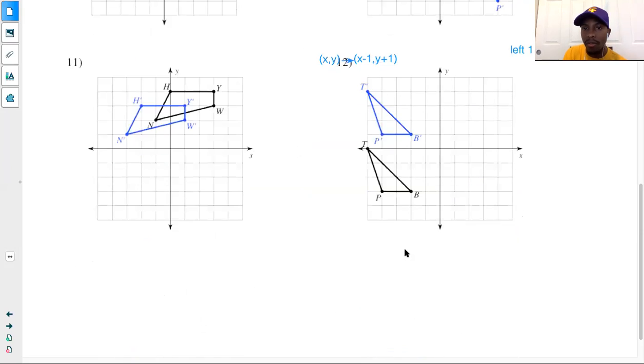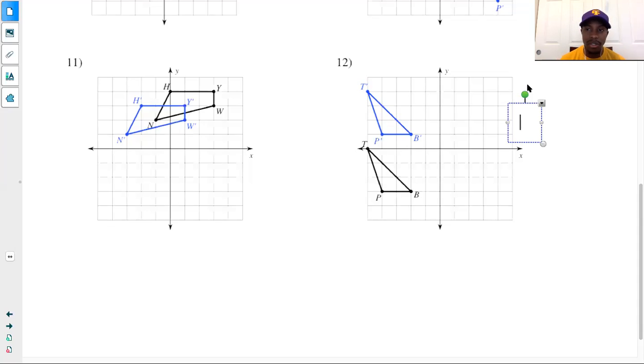Let's go on to number 12. Number 12, I see here, I want to make sure it's the right one. I see I have T, P, B, and it goes to T prime, P prime, and B prime. Here, I want to make sure I recognize the rule as it goes from T to T prime.